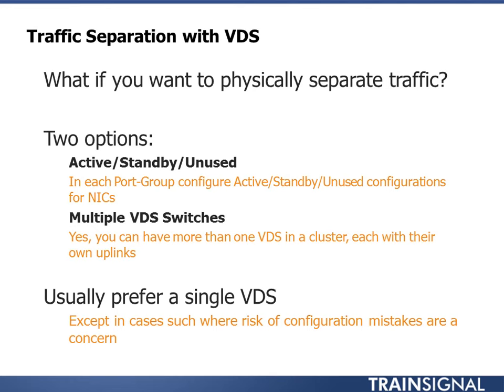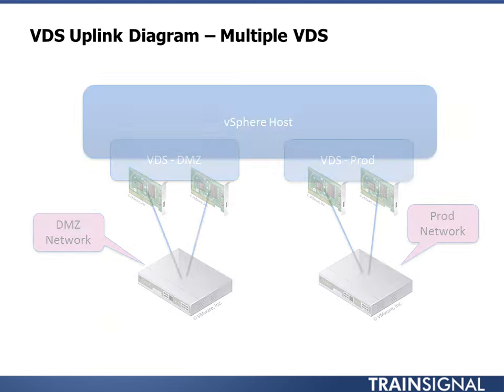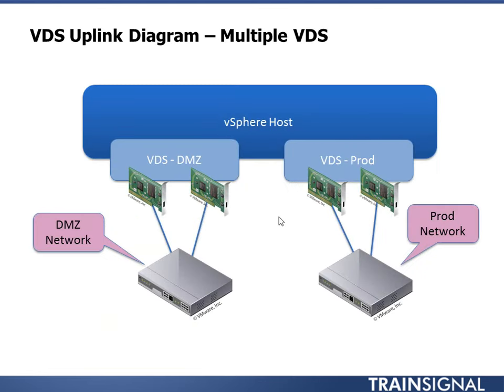And if you're in, say, a PCI compliant environment or something with DMZ networks on the same switch, I prefer separate distributed switches. So here's a quick and dirty diagram showing multiple distributed switches. So this is a host. It says vSphere host. One distributed switch for the DMZ, one distributed switch for prod. These are my two physical NICs I have for uplinks in this switch. These are my two physical NICs I have uplinks in this switch, and they connect to the appropriate networks.